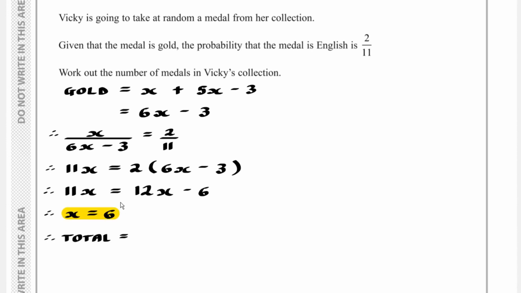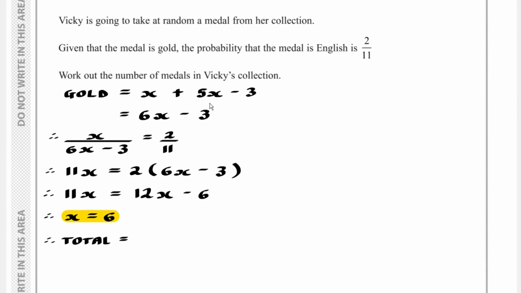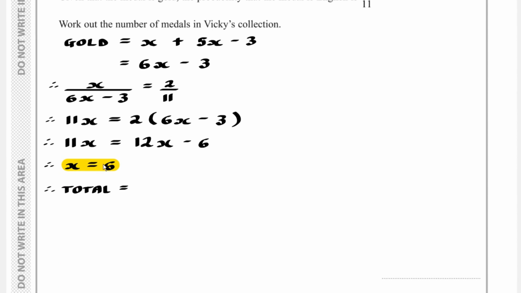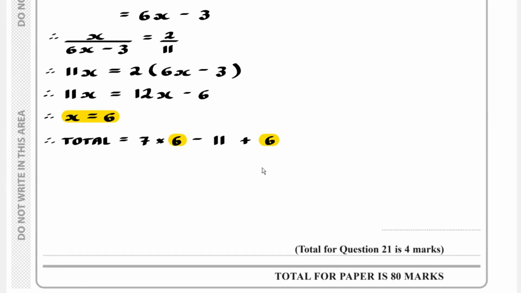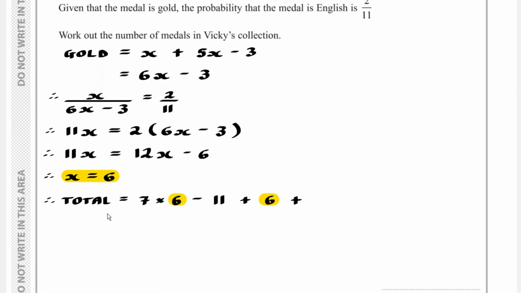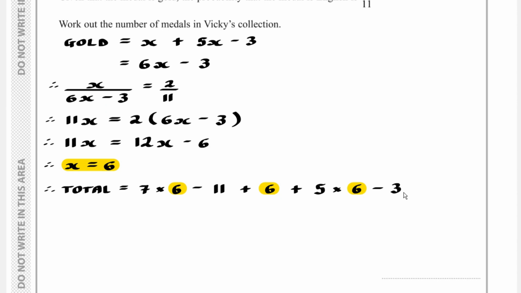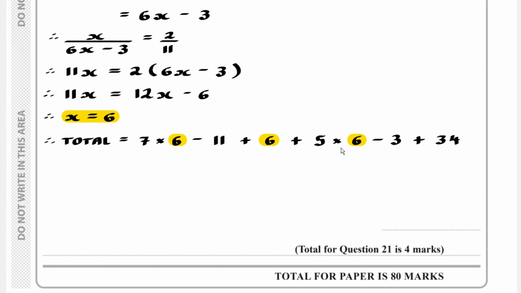If I rearrange and solve for x, you'll find x to equal 6. So the total number of medals, I've got 7x subtract 11, and x is going to be replaced with 6, plus x, where x is 6, plus 5x subtract 3, where the x is replaced with 6. So I've got 5 times 6 subtract 3, and then I've got to add on the 34. And if I work all of this out, I get 98. So the total number of medals in Vicky's collection is 98.